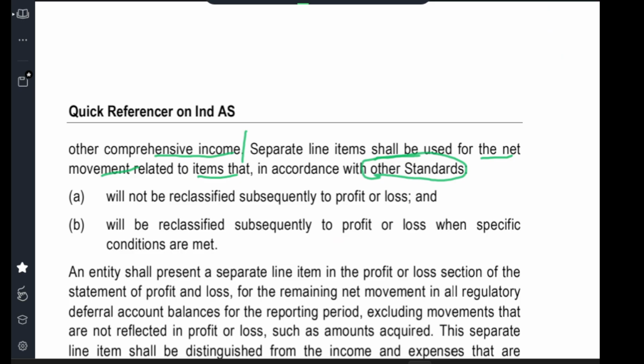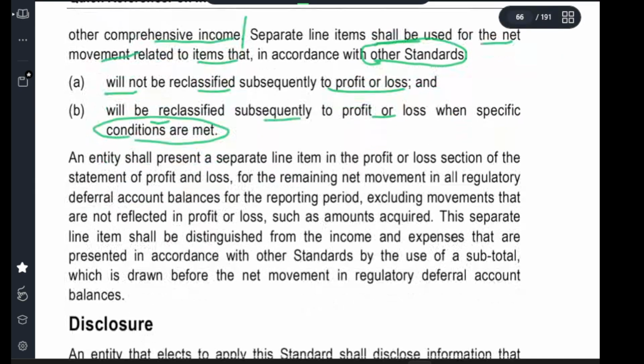Then a separate line item shall be used for the net movement relating to that item in accordance with other standards. In other comprehensive income, deferral assets and deferral liabilities should be netted off, and a separate line item should be mentioned. Items that will not be reclassified subsequently to profit and loss, and items that will be reclassified subsequently to profit and loss when specific conditions are met. Only when the specific conditions are met can they be reclassified to profit and loss account.